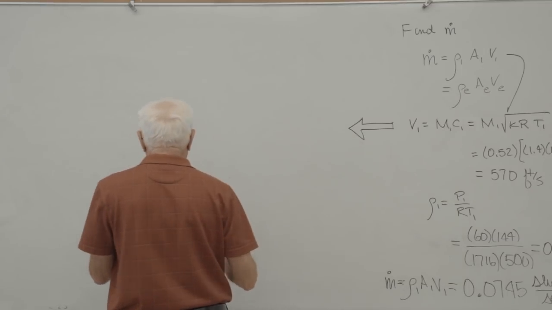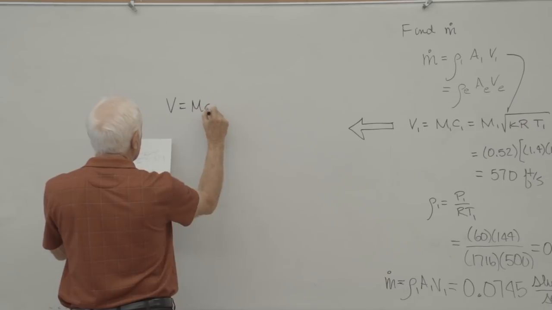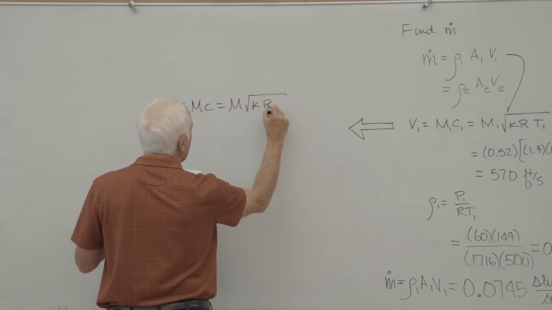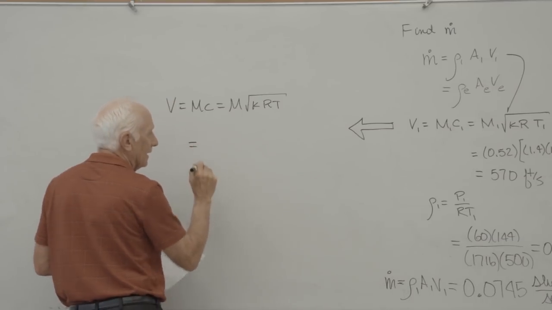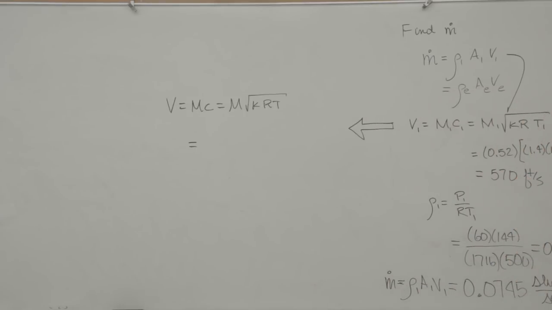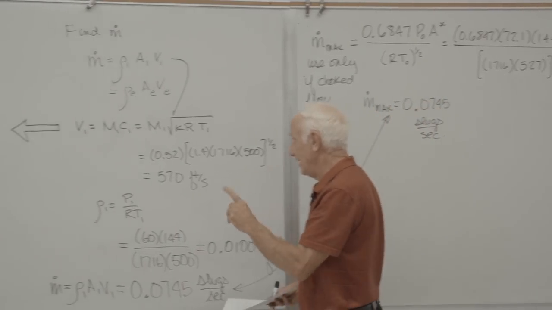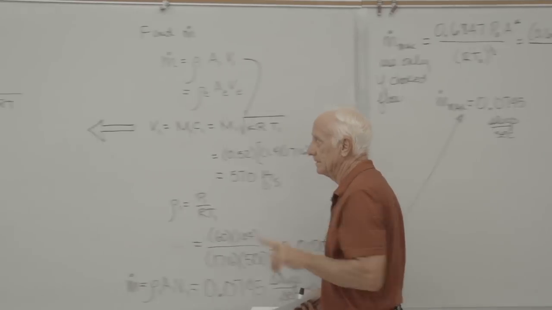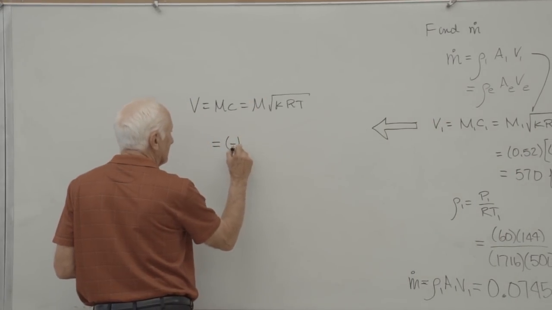For the velocity, V equals M times C, equals M times the square root of KRT. I did this for a purpose. I didn't put units in there because I'm doing that now. I put numbers in, but not units. You better check these units because they better come out to be feet per second or you've got trouble. The Mach number is dimensionless.